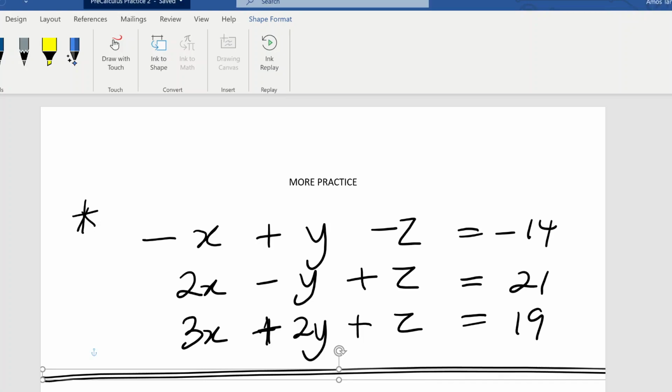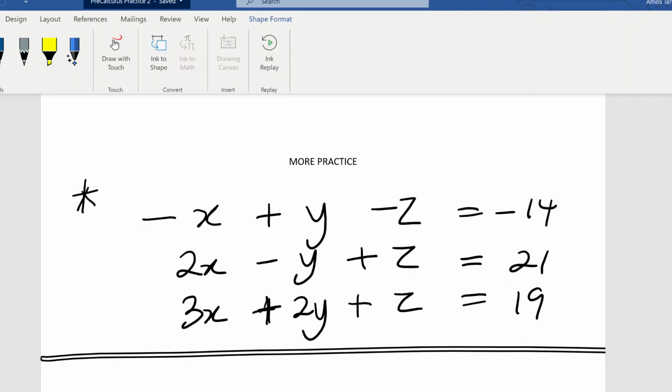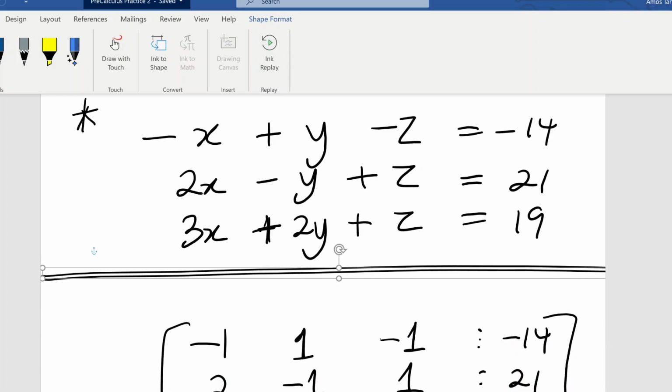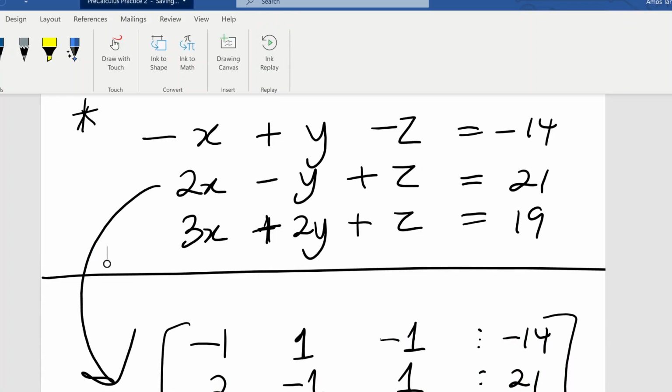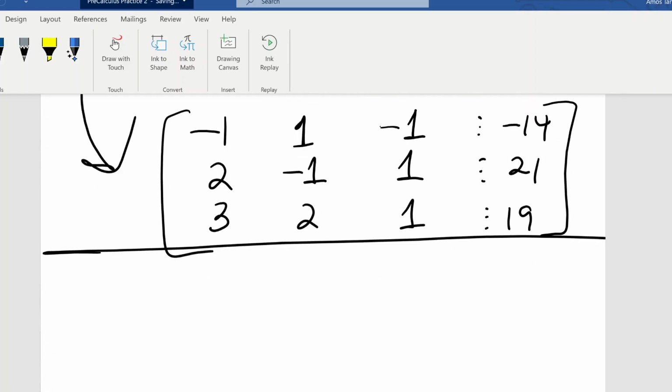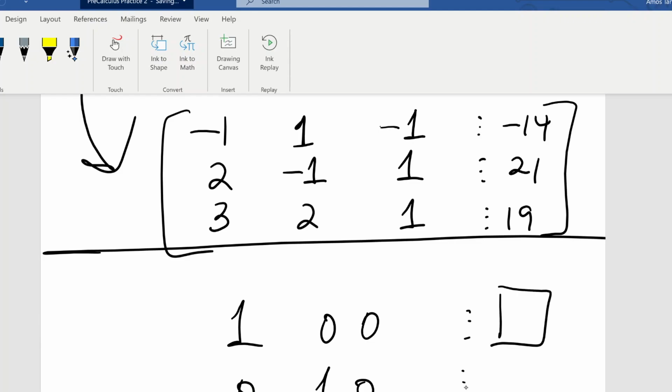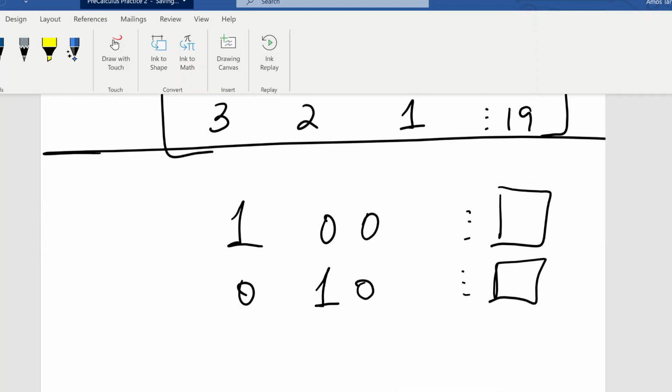So in this problem, we have minus x plus y minus z is equal to negative 14, and so on and so forth. We basically take it from the first form it's given and convert it into this version that looks more like your Gauss-Jordan elimination start situation. Again, what we want at the end is either a situation like this, a situation like this, or a situation like this.